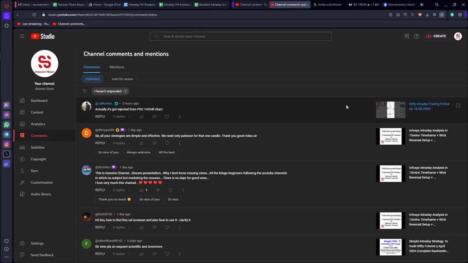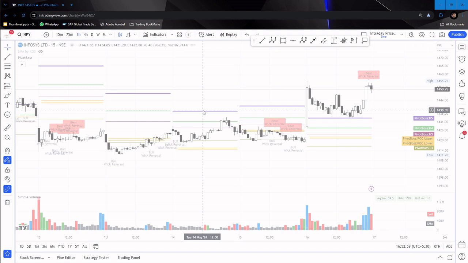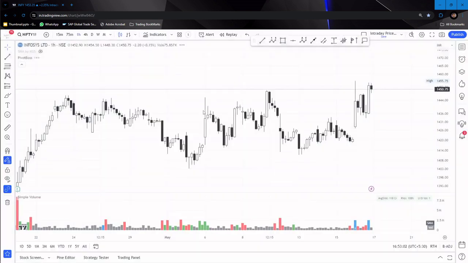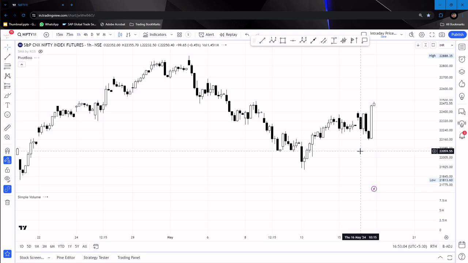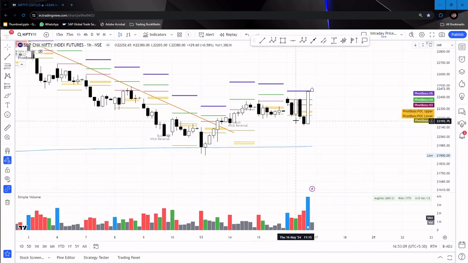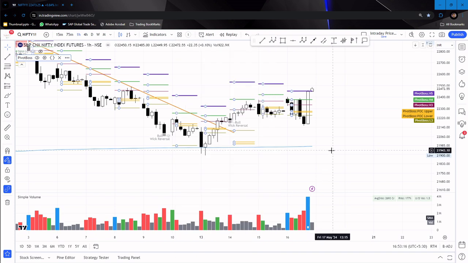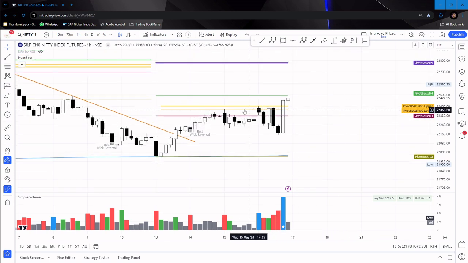Clear? And actually Jay Kumar says it got rejected from the POC on the 1 hour chart. So he said POC 1 hour chart Nifty. So Nifty today, what has happened? Actually Nifty came back. I don't know exactly which one you are saying. Maybe I have to shift to weekly. So if I shift to weekly, what has happened? Okay, he is saying that it is rejected at the POC of the 1 hour chart.